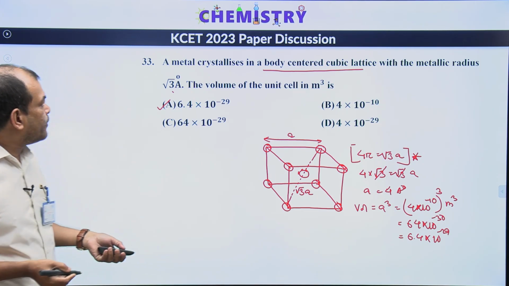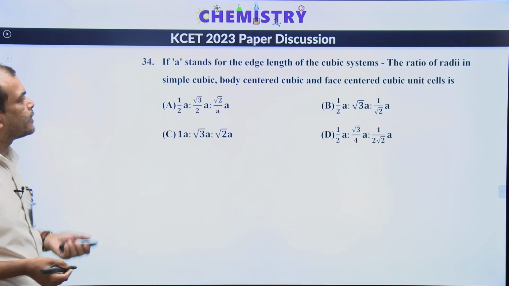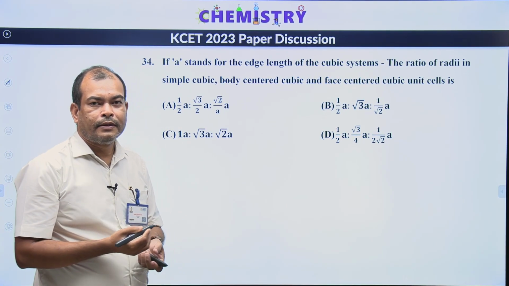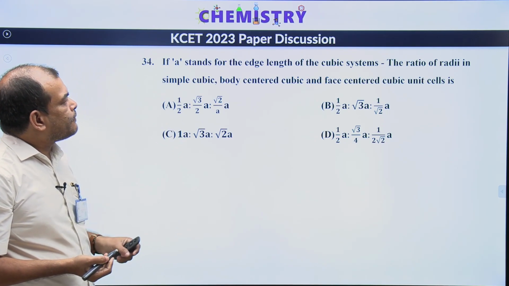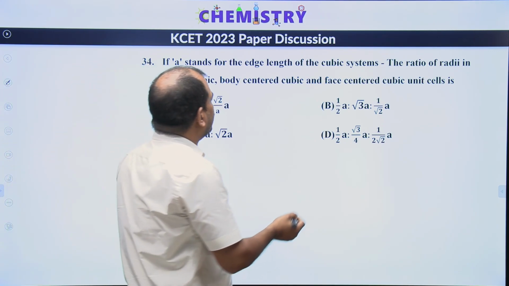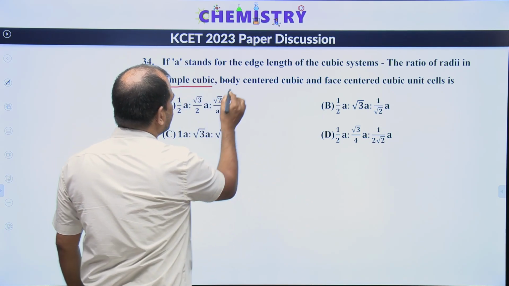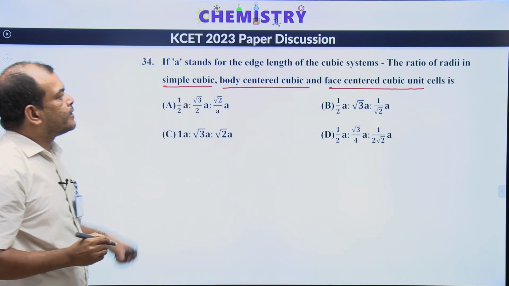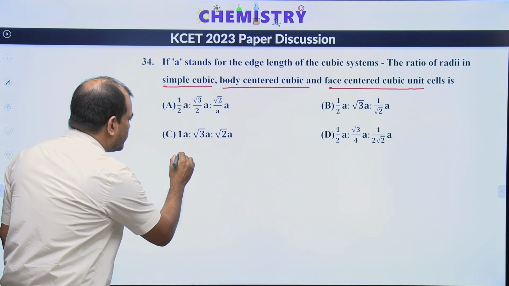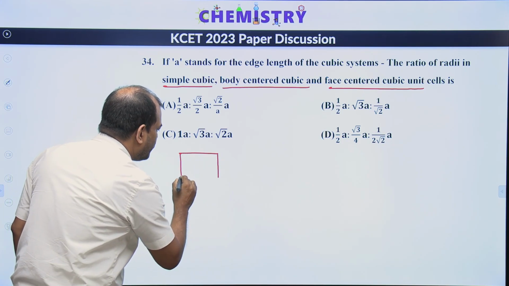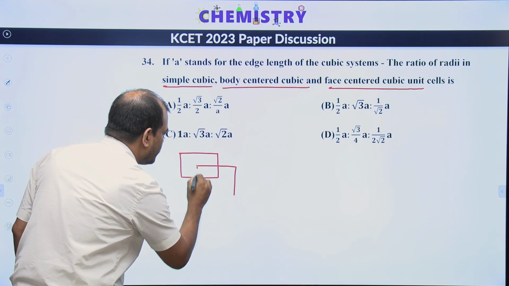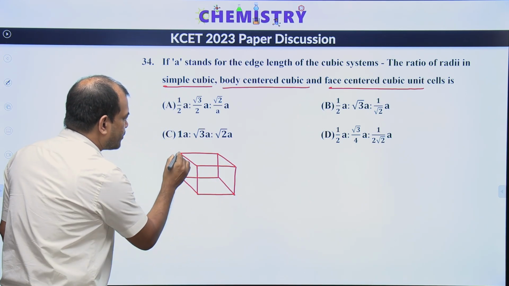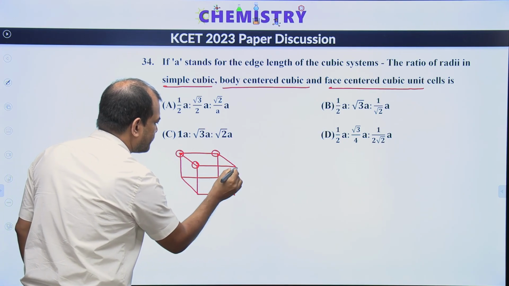Okay. Then we move to the next question, 34. Now you see, multiple questions from the solid state are coming continuously. Now let's see one by one. This is coming again from solid state, related to simple cubic lattice, body centered cubic lattice, face centered cubic lattice. To answer this question, first of all you should know how the simple cubic lattice, the body centered cubic lattice, and the face centered cubic lattice look. Now first I will draw all these lattices.